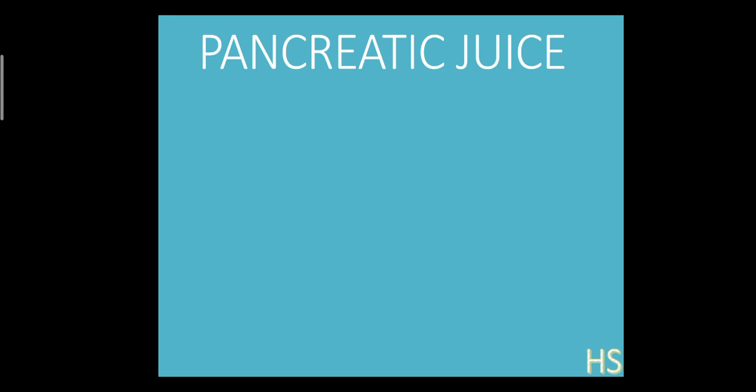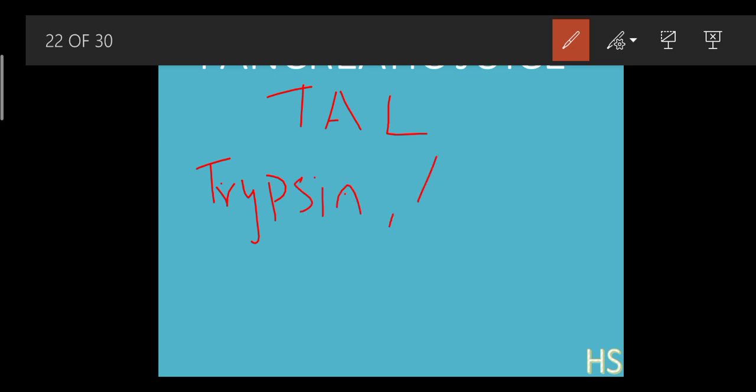Now, pancreatic juices. We have come to the pancreas. Where is the pancreas located? It is located behind the stomach. So there are basically three enzymes, they are TAL. What are the names? Let's understand first, and then we will complete this part. Trypsin, amylopsin, and lipase.